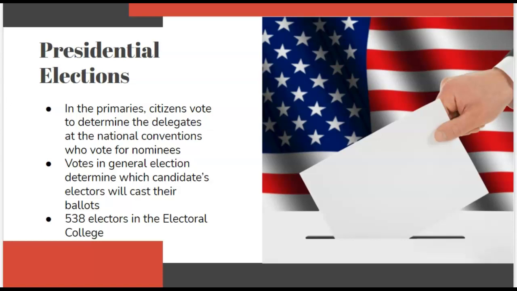Votes in the general election determine which candidates' electors will cast their ballots. This runs on the Electoral College, and there are 538 electors in the Electoral College. That represents 435 representatives from each of the districts, 100 senators, and 3 representatives from the District of Columbia.